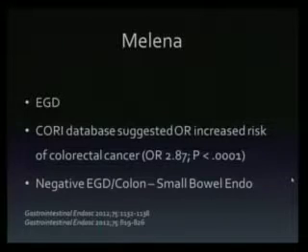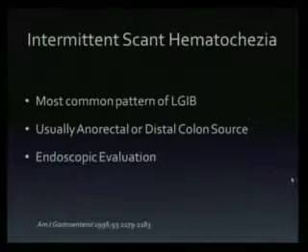If we look at melena, again, we go to EGD as our primary or first step in the evaluation of this patient, realizing that based on the CORI database, which is the Clinical Outcomes Research Initiative, individuals who have melena are also at an increased risk of having colorectal cancer. So in those who have no findings on the EGD and are of an age at risk for colon cancer screening, you should consider doing a colonoscopy. And that odds ratio was 2.87 with the significance level shown here. If the evaluation is negative for the EGD and the colonoscopy, then that's a consideration for a small bowel evaluation.